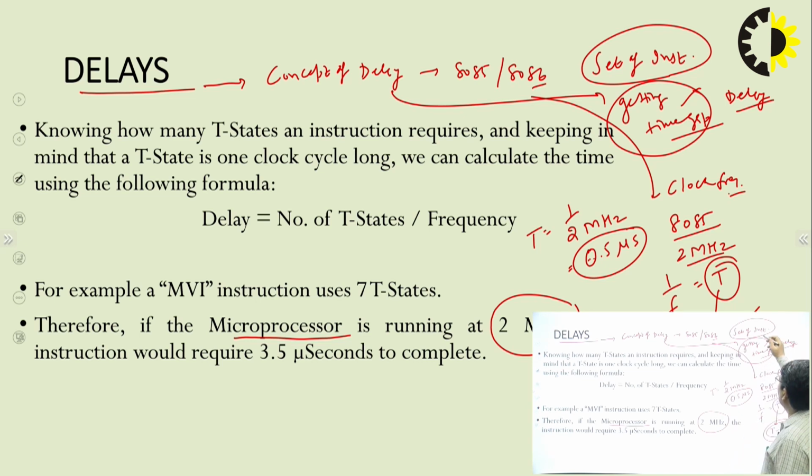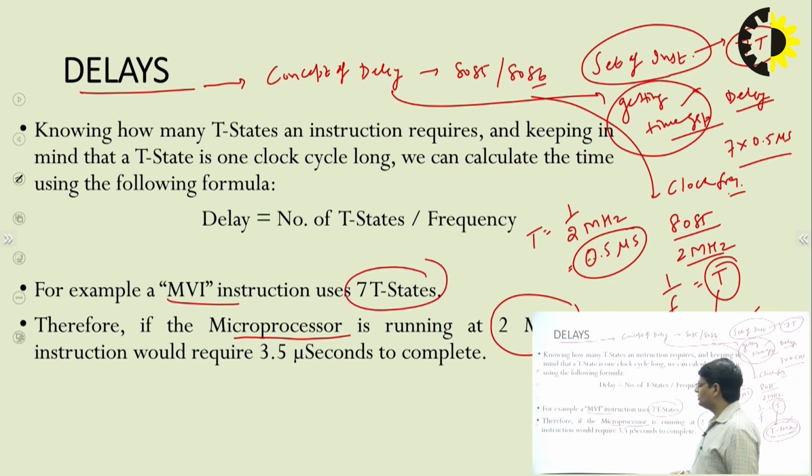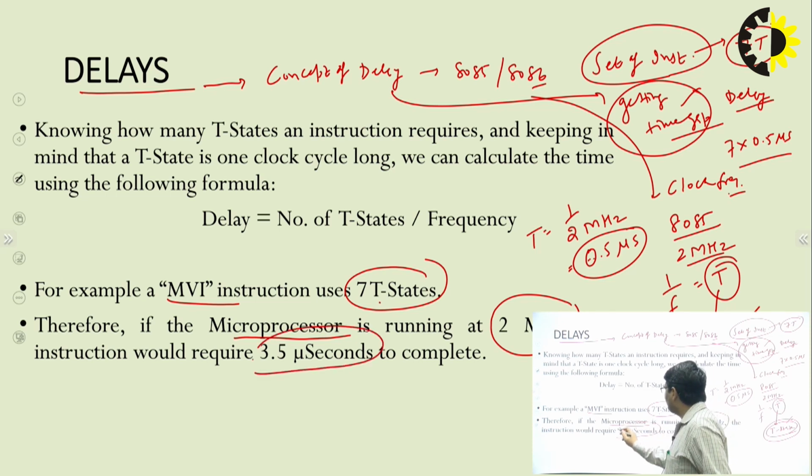For example, we can use a set of instructions, and we know that every instruction takes some execution time in terms of T states. For example, an instruction takes 7 T states in execution. So the time period for this instruction will be 7 into 0.5 microsecond. For example, if there is an MVI instruction that takes 7 T states, for executing it we will require 7 into 0.5 microsecond, that is 3.5 microsecond.